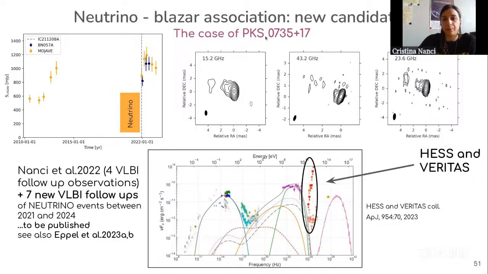This is an example for PKS 0735, which was also in a high state at the neutrino arrival time, and for which we also have a multi-wavelength description of the source by the Fermi and VERITAS collaborations, who provide us with an SED modeling, including their upper limits on the non-detection of the source during the neutrino arrival time.